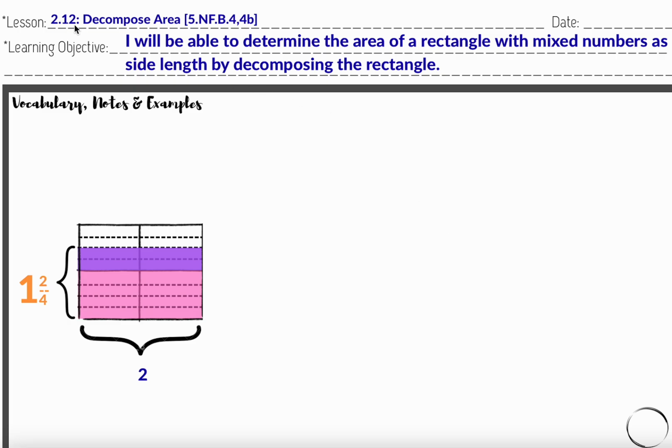Okay, this is Unit 2, Lesson 12, Decomposing Area. Standards are right there, and then our objective is to be able to determine the area of a rectangle with mixed numbers as side lengths and also fractions or whole numbers by decomposing the rectangle. So it's the same one that we had for the previous lesson, but we're going to use a different method.